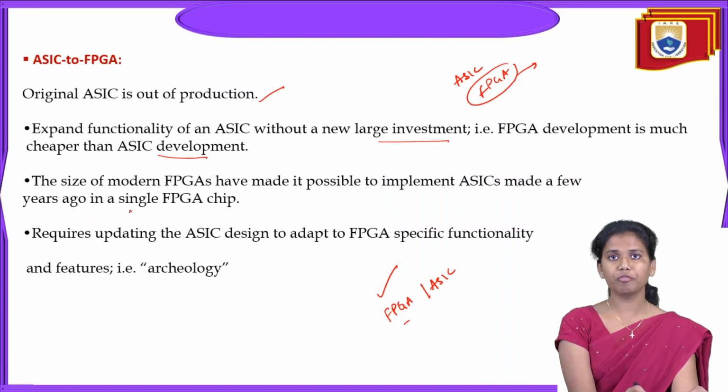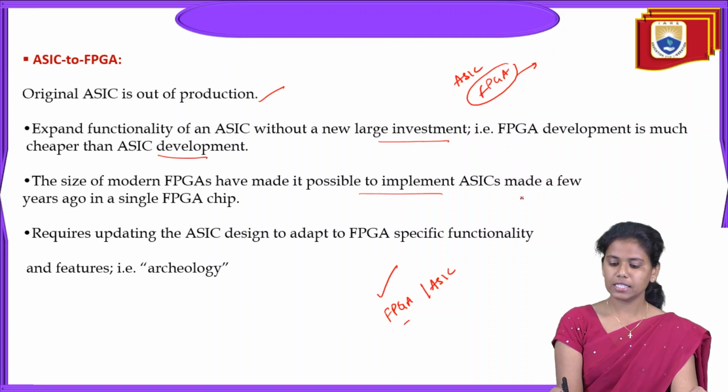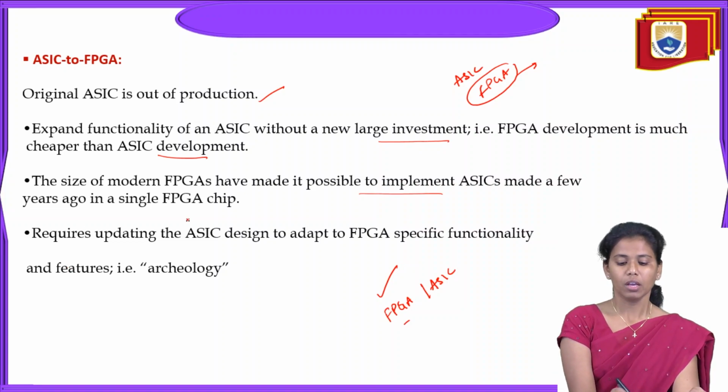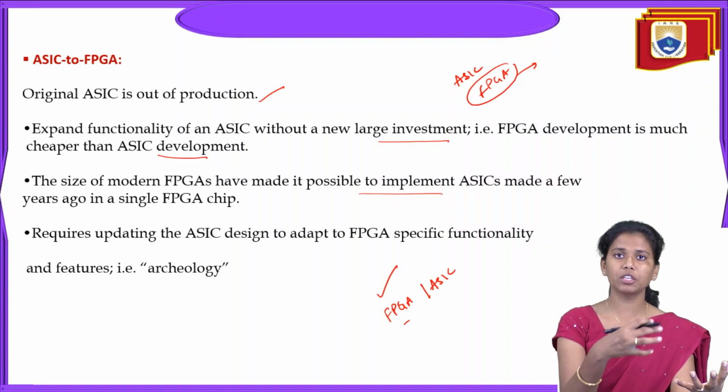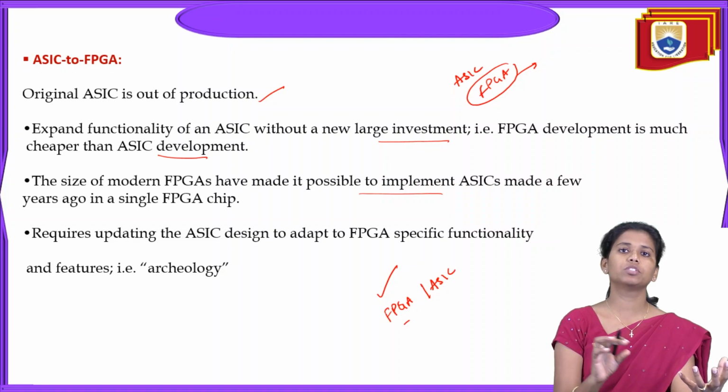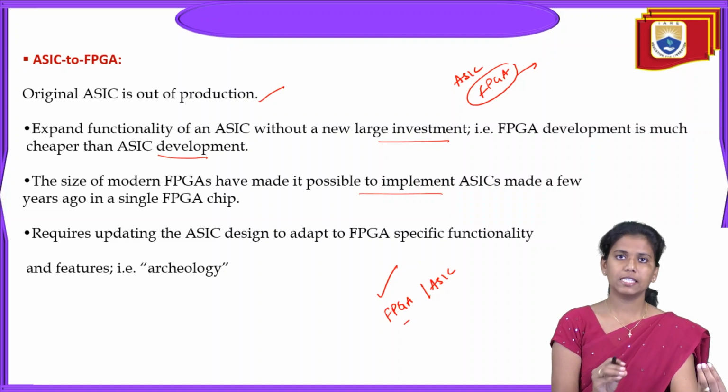Then the size of modern FPGAs has made it possible to implement ASICs made a few years ago in a single FPGA chip. So in the single FPGA chip, we can see the accumulation of all the peripherals which are assigned with respect to the ASIC design.